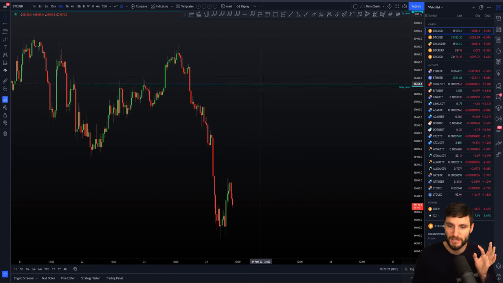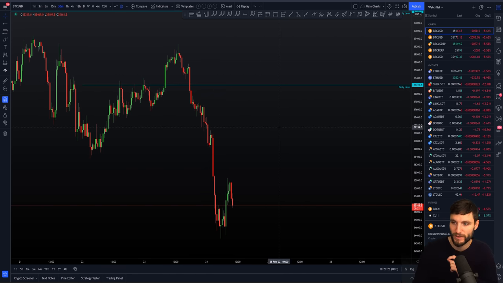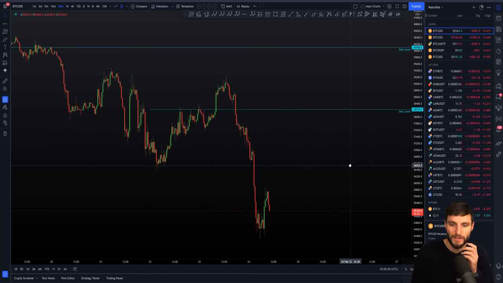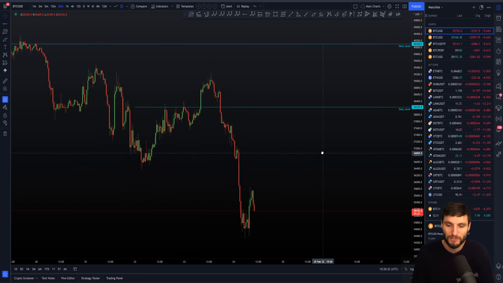And in terms of resistance, the new daily that we have, obviously we had a separate daily, but this is our new daily that's formed there at 38,200, is again just going to be such an absolute key level.